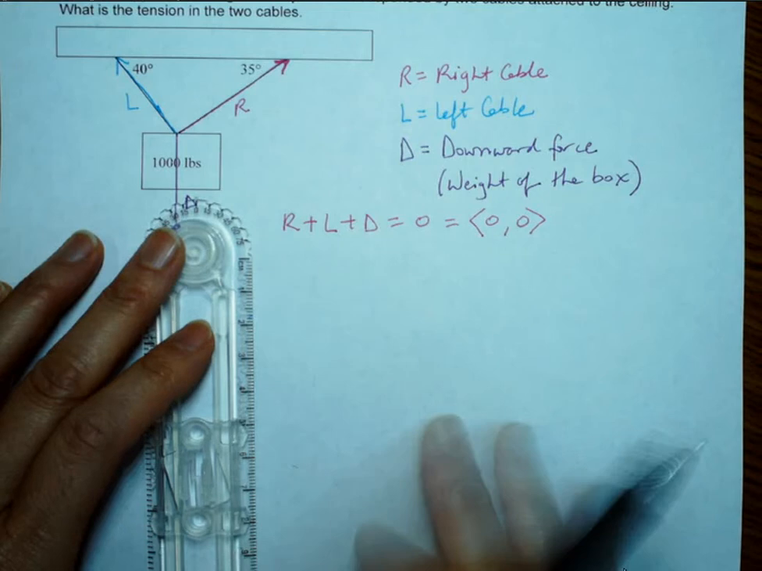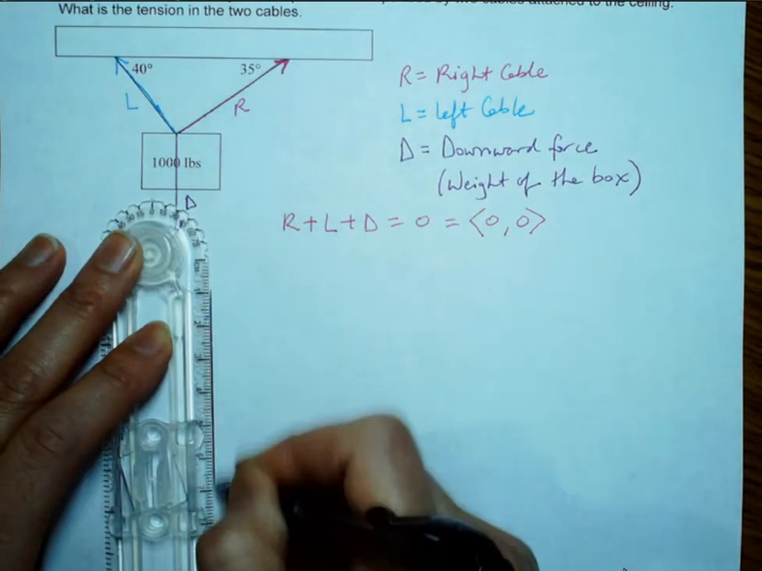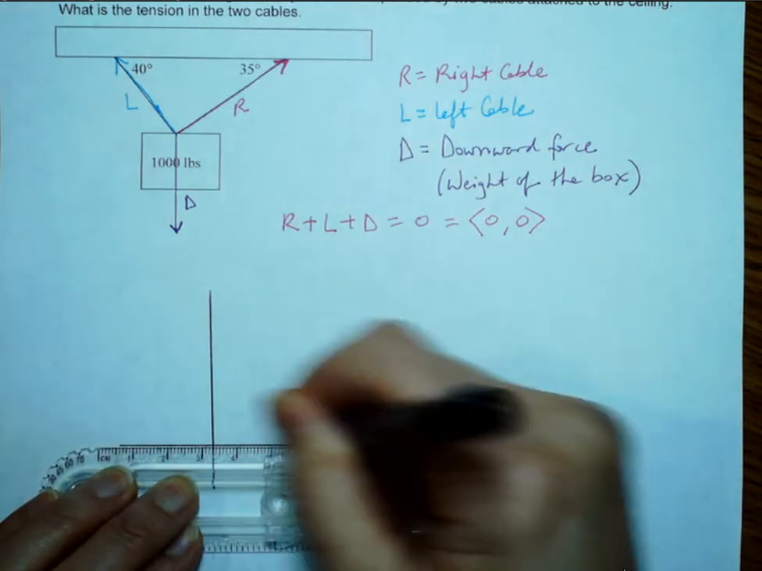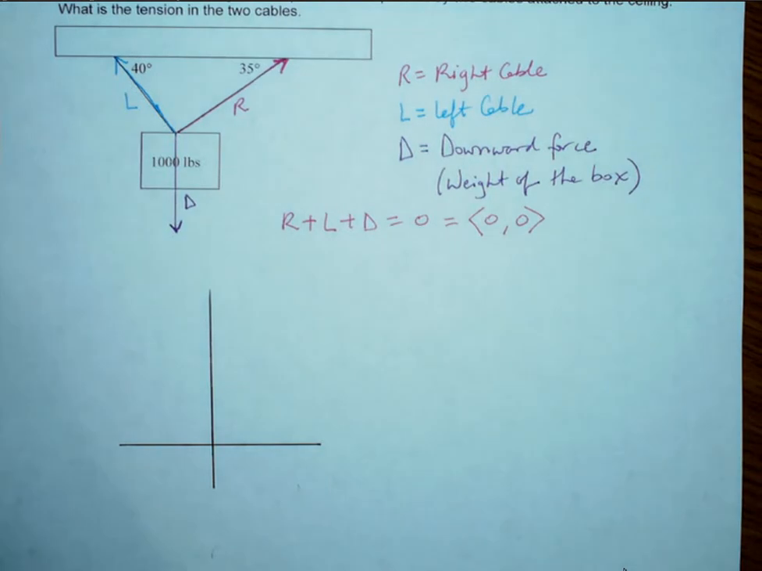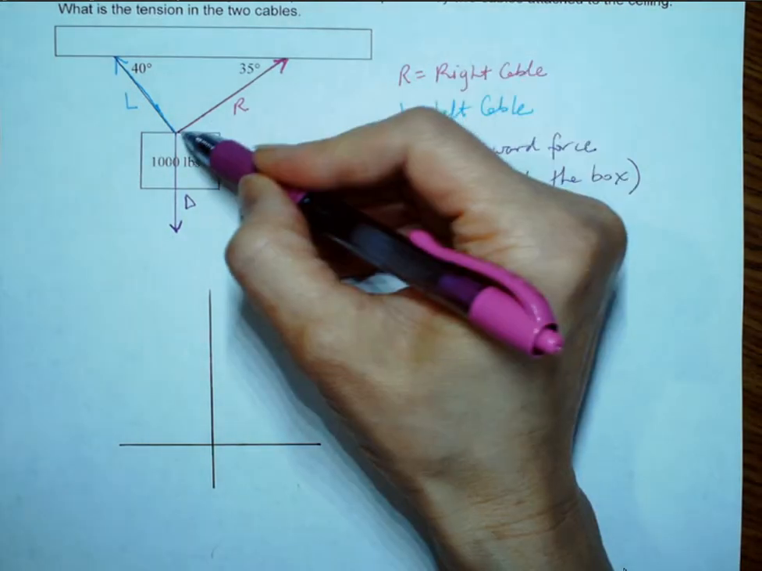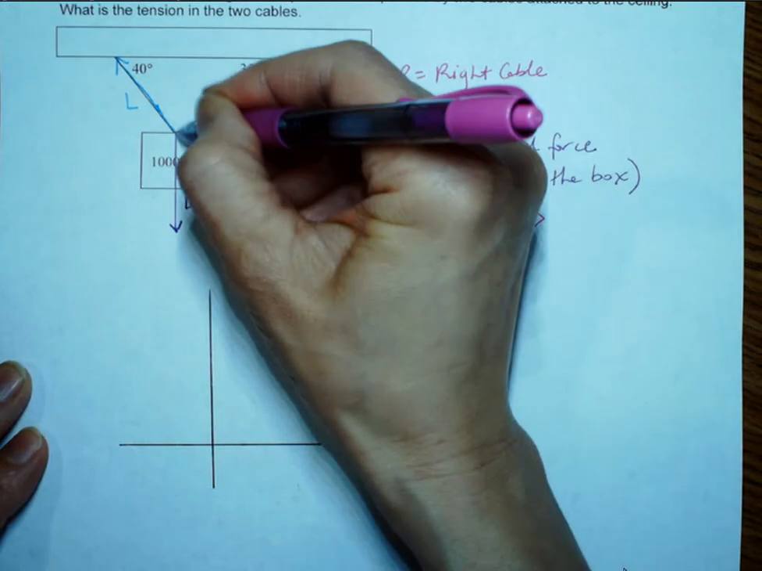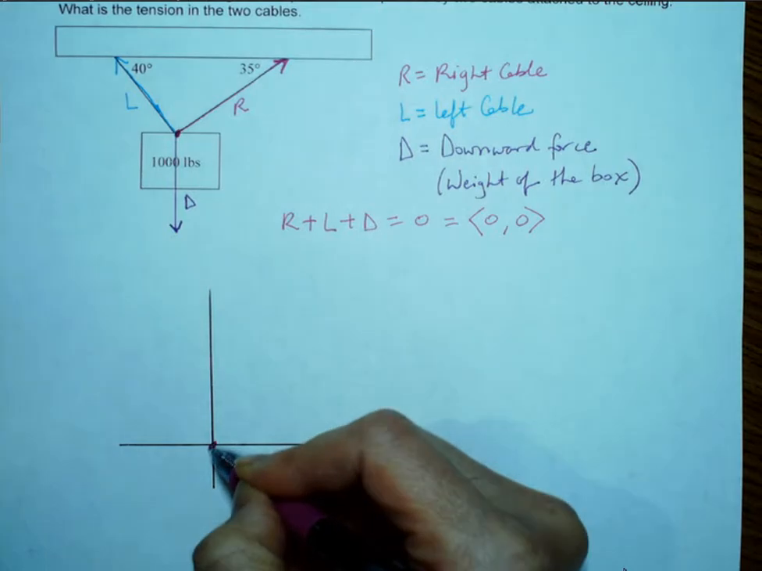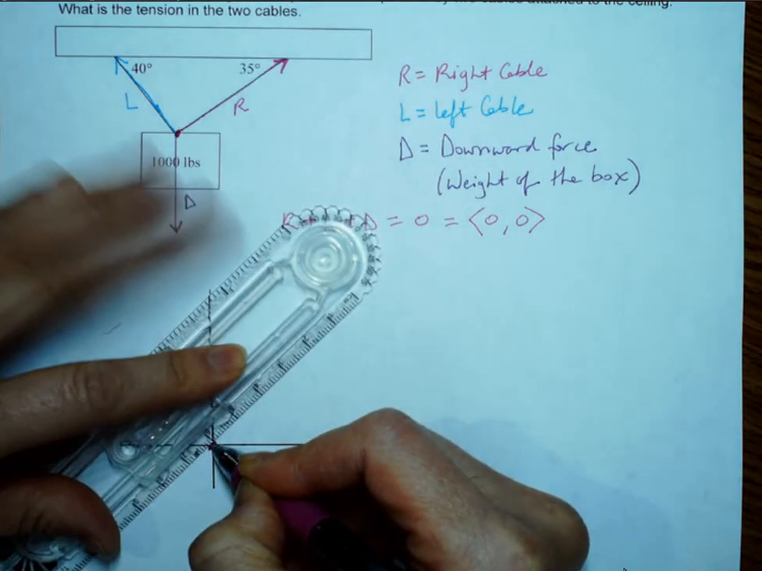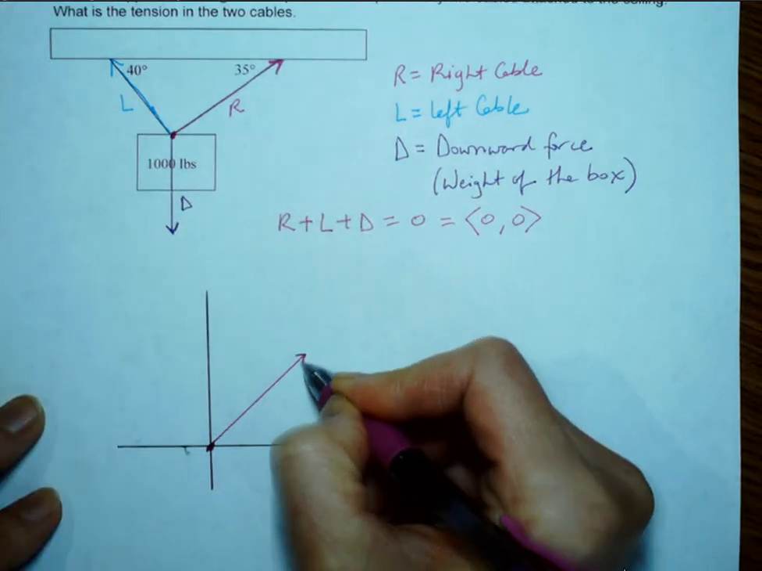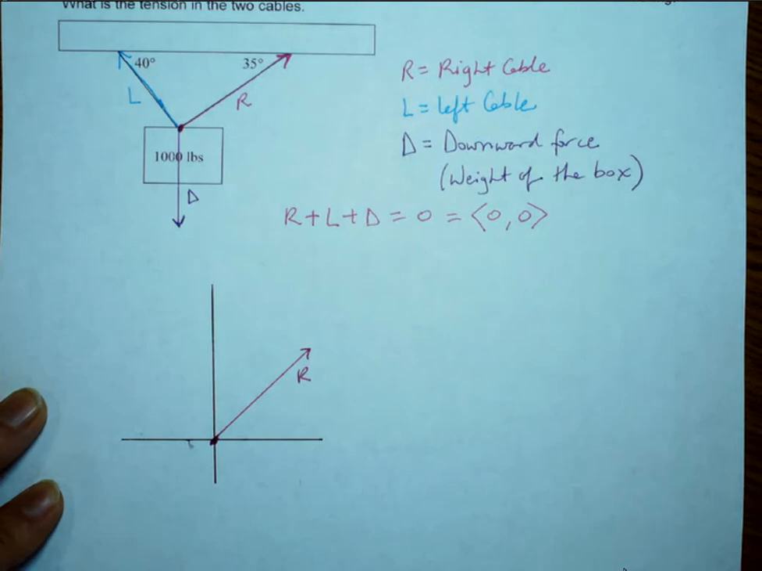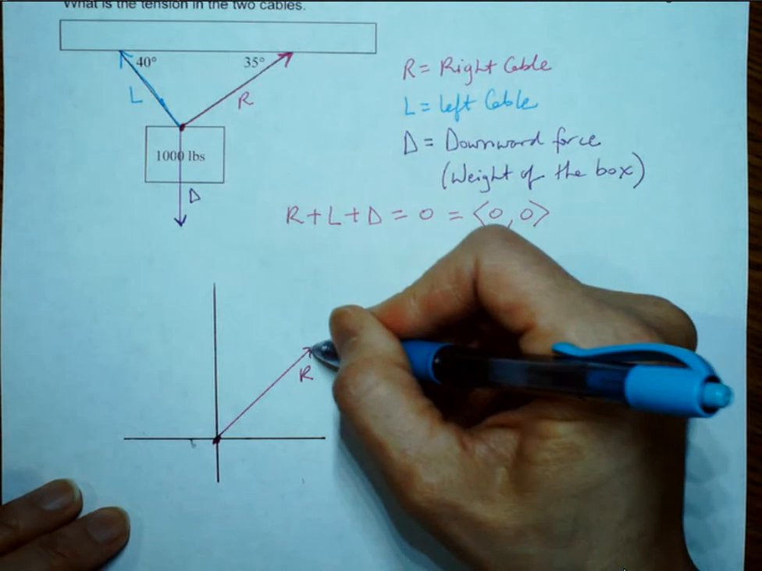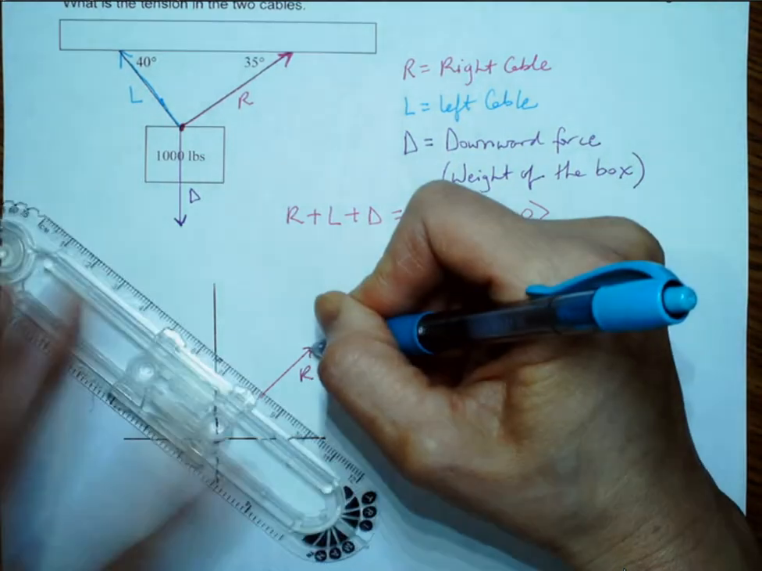Okay, so let me draw another coordinate axis. Okay, so the vector that I have right here, which is the R, I'm going to place this right here as my origin. So I'll place it right down here. Okay, so here is my R. And then I'm going to place the L with the terminal point here, and then the L is going to go up towards this way.